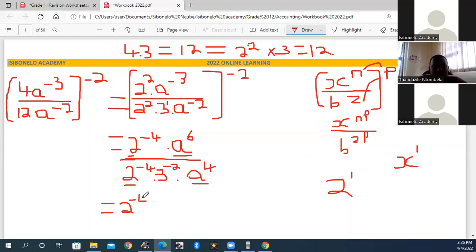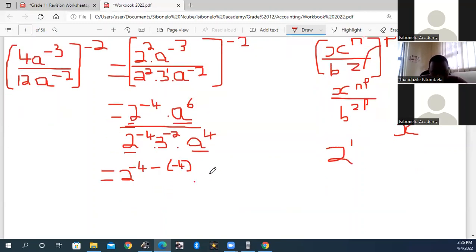So we have negative 4 minus negative 4, and now we are going to get a negative. That is why it is in brackets, because of the sign. And then the same thing for the a. For the a we take one base, and because it is still a division line, we're going to subtract the exponents. So it will be 6 minus 4.